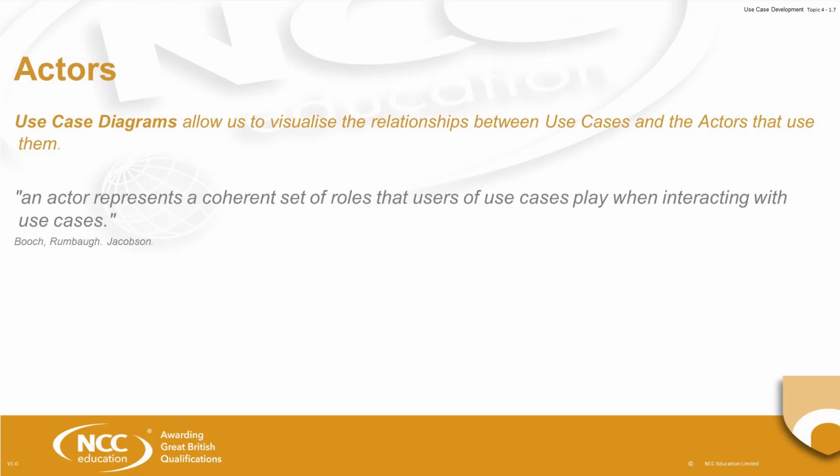A use case diagram allows us to visualize the relationship between use cases and the actors that use them. So we'll have a number of actors in a system, and we'll have a number of use cases, and the actors can use some of those use cases and other actors will use other use cases. An actor represents a coherent set of roles that the users of use cases play when interacting with use cases. So when we deal with the word actor, actors usually play roles, and it's the same in use case diagrams. The actors play a set of roles.